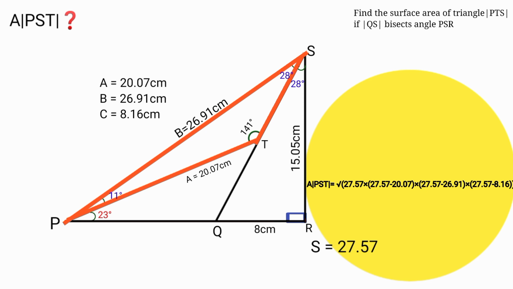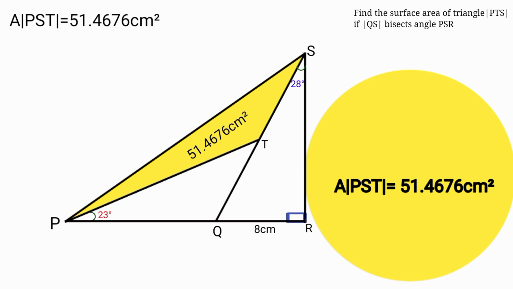Now substituting all the values here, area of triangle PST equal to square root of 27.57 times 27.57 minus 20.07 times 27.57 minus 26.91 times 27.57 minus 8.16, which if you press your calculator, it will be equal to 51.4676. So area of triangle PST is equal to 51.4676 centimeters squared approximately, which is the area of the triangle we are asked to find.